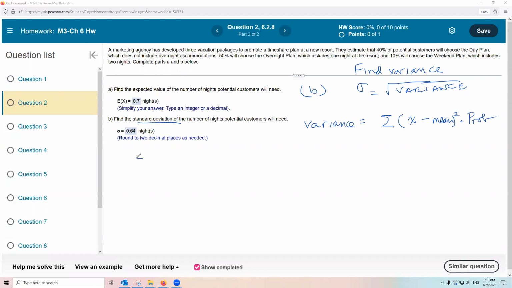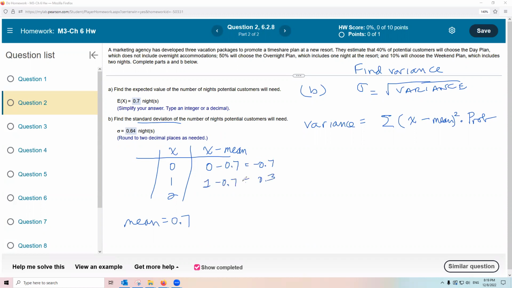So let me make up a little table again. X was the number of nights. That was 0, 1, and 2. The mean we know is 0.7. So I'm going to calculate here x minus the mean. That's going to be 0 minus 0.7. That's negative 0.7. Second row is going to be 1 minus 0.7. That's 0.3. And the third row is going to be 2 minus 0.7. That's 1.3.